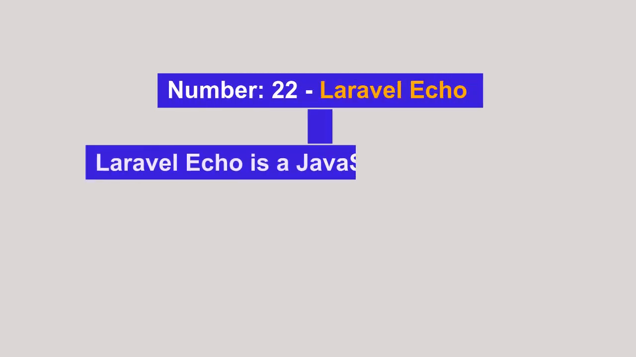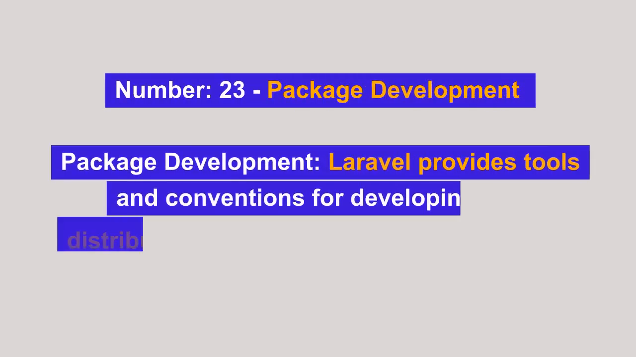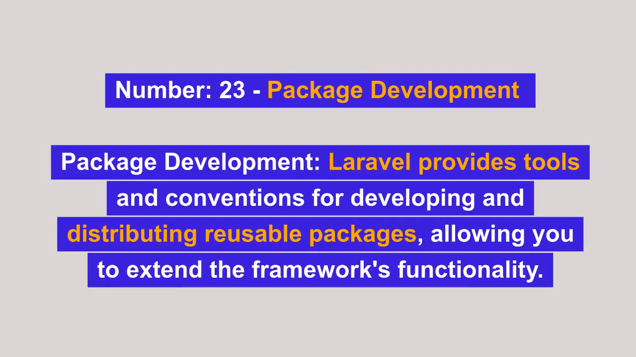Number 22. Laravel Echo. Laravel Echo is a JavaScript library that simplifies subscribing to and broadcasting events in real time with WebSocket or broadcasting services like Pusher. Number 23. Package development. Laravel provides tools and conventions for developing and distributing reusable packages, allowing you to extend the framework's functionality.